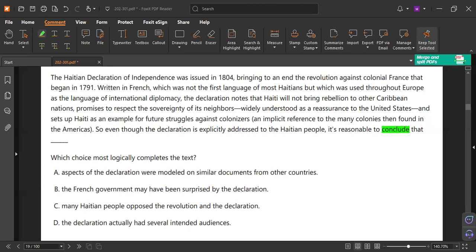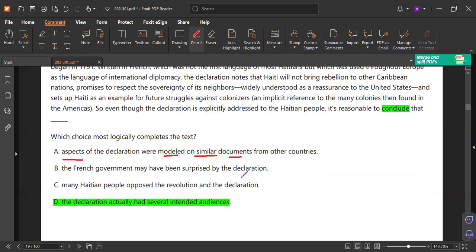I don't really know, but I think it's D. And B is the best answer. So as I told you, he said conclude. So based on these facts, for example, here, do we have any ideas about the aspects were modeled similar to other documents? We are not talking about other documents. But this means not mentioned in the text.